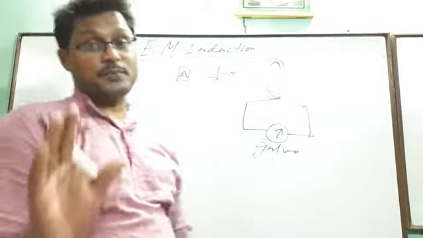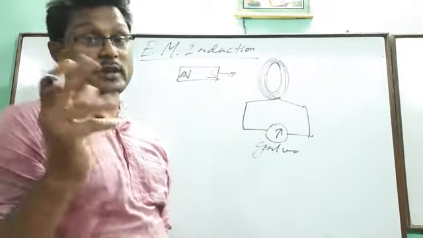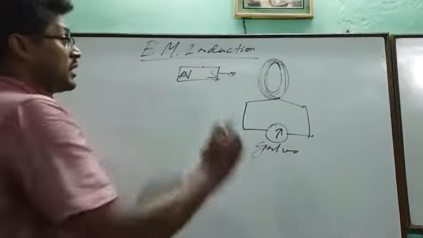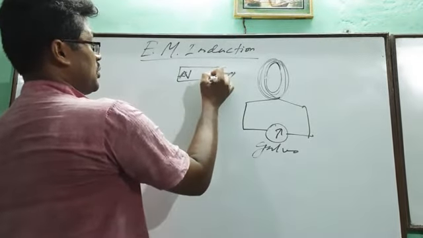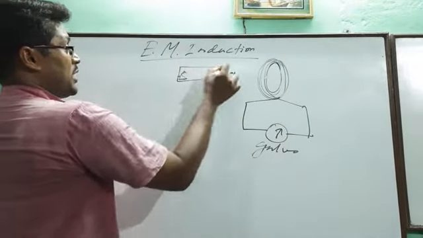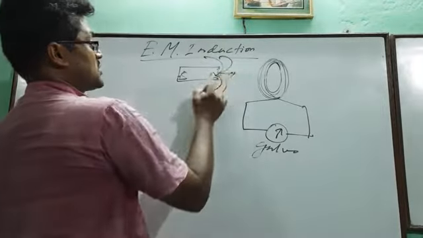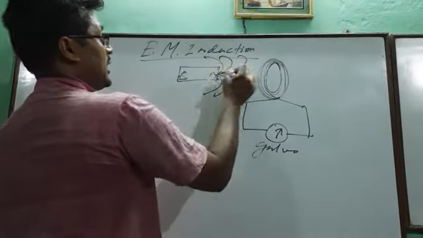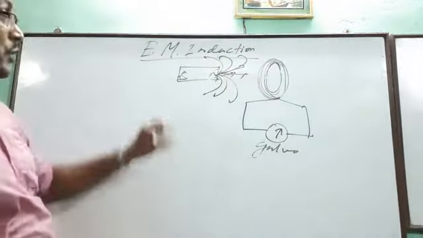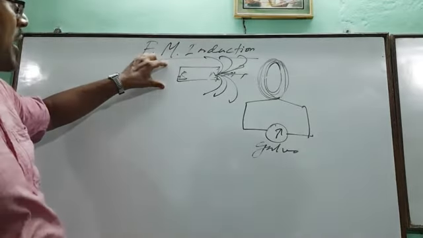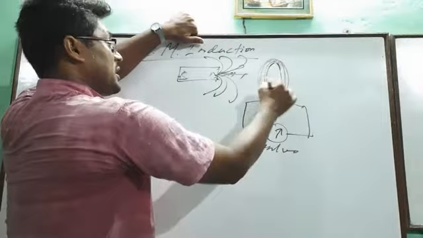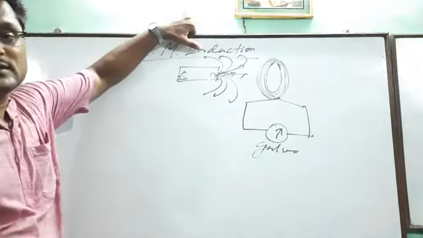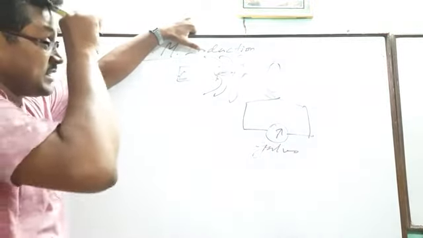Now coming to the explanation part. Why? When relative motion is established, let this magnet be moving. This is the N pole, this is the S pole, and we know that lines of force come out from N to S. When the magnet moves towards the coil, the flux density related with the coil changes.